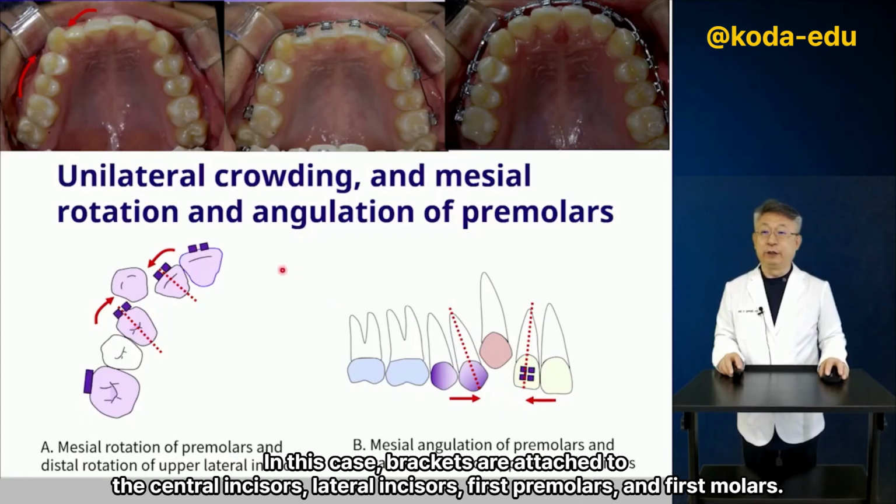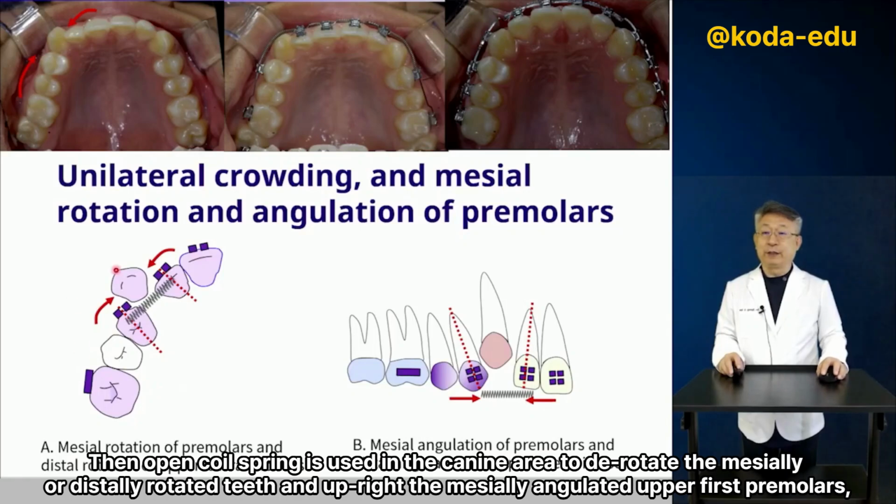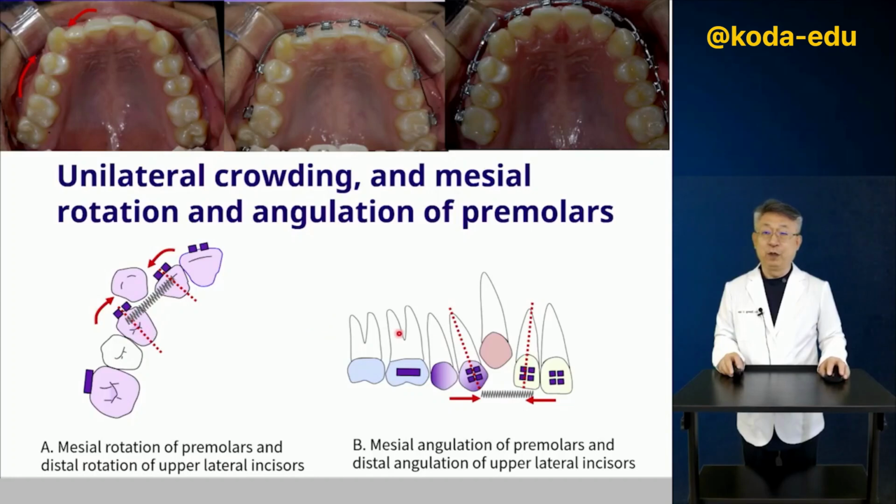In this case, brackets are attached to the central incisors, lateral incisors, first premolars, and first molars. Then open coil spring is used in the canine area to derotate the mesially or distally rotated teeth and upright the mesially angulated upper first premolars and distally angulated upper lateral incisors.